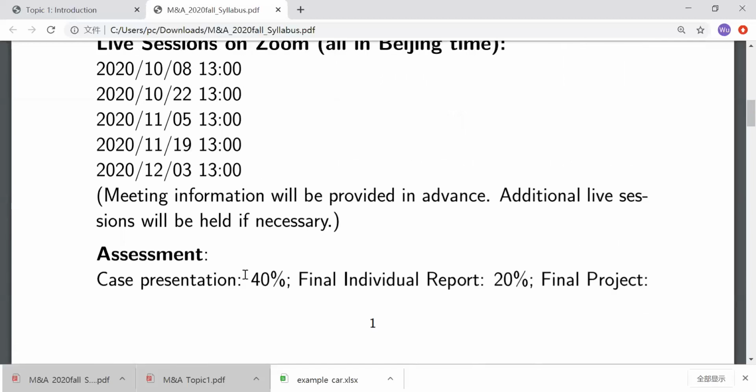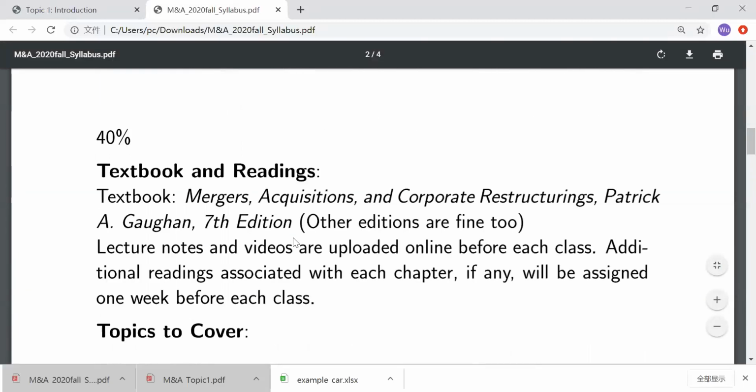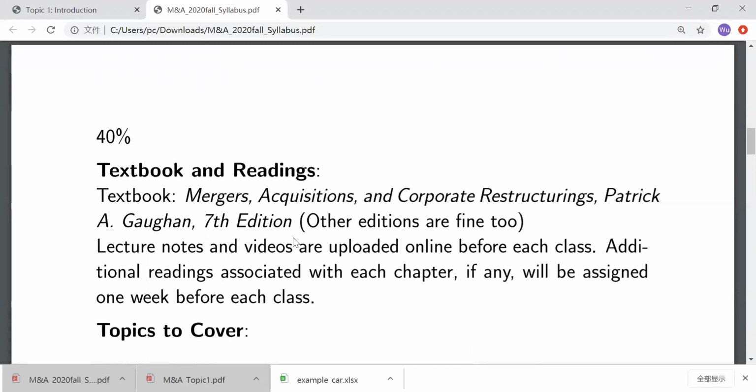For the assessment, case presentation accounts for 40%. I call it a case presentation, but it could be a mini project presentation. The final individual report is 20%, and the final project accounts for 40%. You will mainly work in groups.